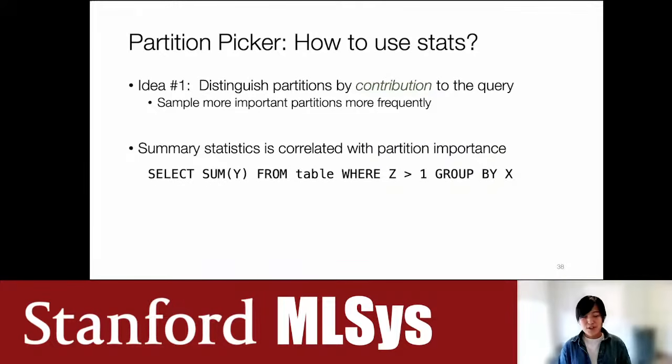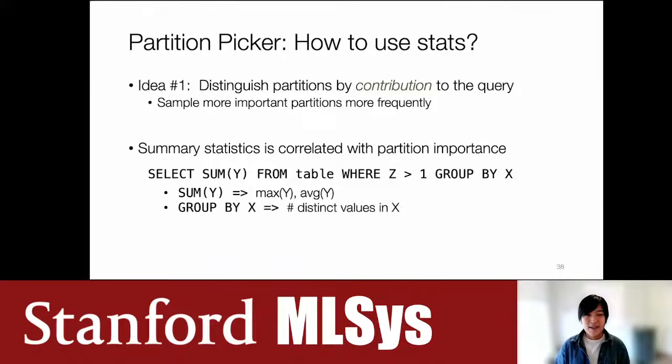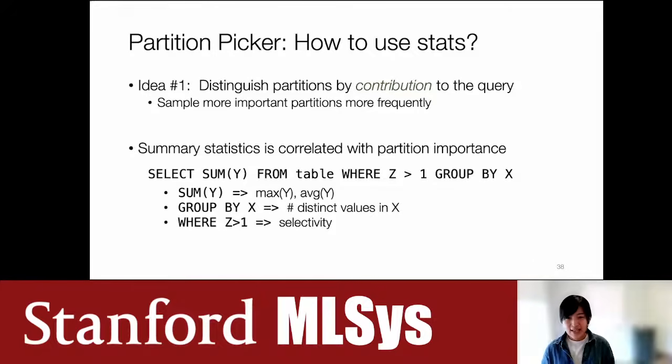For example, to answer this SQL query well, we might want to select partitions that have large values in Y, have many distinct values in X to answer the group by, and have many rows that satisfy the predicate to answer the where clause. For each of these desired criteria for selecting partitions, we can find corresponding summary statistics that provide evidence. But the problem is that it is hard to manually quantify how each summary statistic relates to partition importance. So guess what?